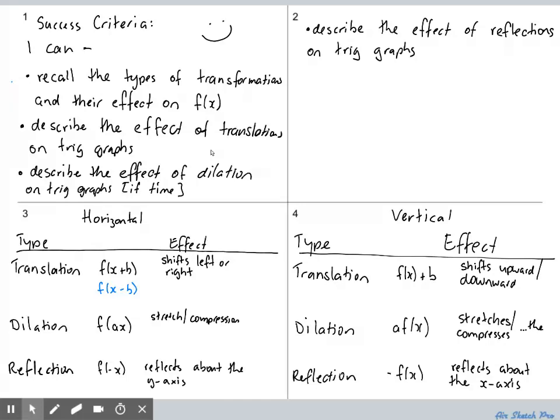And what I'm going to ask you to consider is, when we apply these transformations, before we actually look at it, what does that do to the amplitude? What does that do to the period? And finally, what does the graph look like?